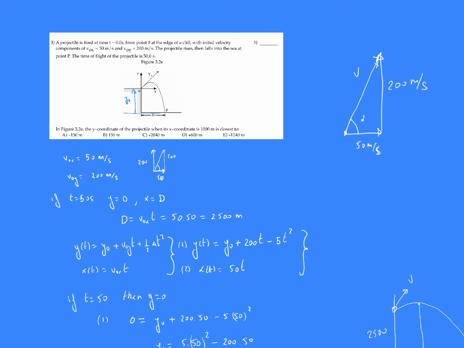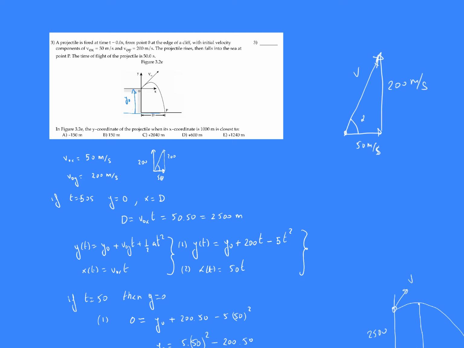Okay, so it says the projectile rises, then falls into the sea at the point P. The time of flight of the projectile is 50 seconds. So it means that it takes 50 seconds to go from here to the point P. With this information we can find the y0.